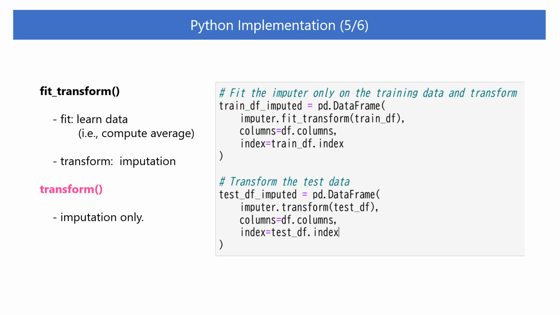Next, let's impute the missing values in the test data. Here, we must use transform instead of fit_transform. In other words, the imputer should not fit the test data. That is, the imputer should only transform the test data without learning information from the test data. It means the imputer uses the training data's average to impute the missing values in the test data. Now we have completed the missing data imputation.